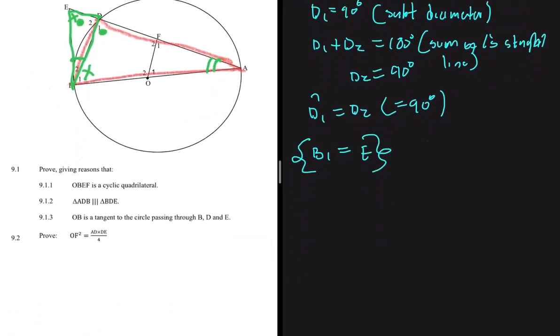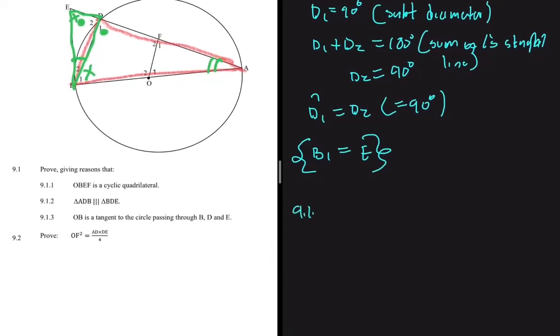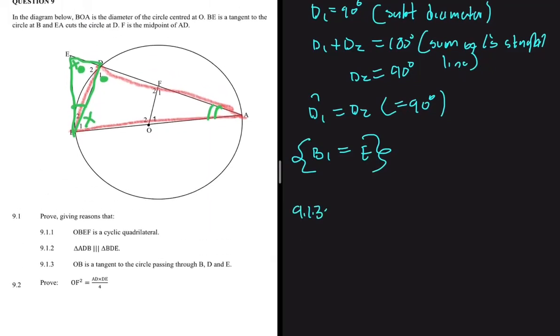So we have 9.1.3. 9.1.3 is saying, let's prove, given reasons, that OB is a tangent to the circle passing through BDE. So let's construct that circle so that we can have clarity. So we want a circle passing through BDE. It's a circle that looks something like this. It's passing through B, it's passing through D, and then it shall pass through E. So it's a circle like that. And now we have to prove that OB is a tangent.